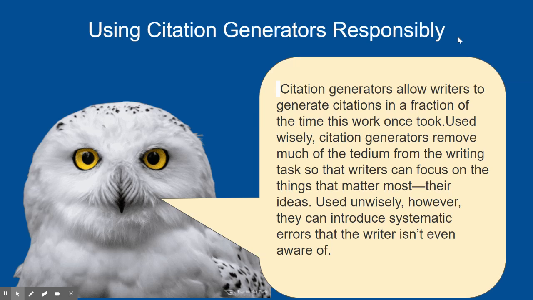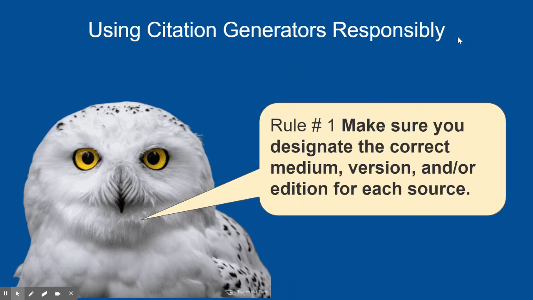Okay, so let's go through the 3 rules to help make your citation generators work well. The first thing you need to do is designate the correct medium, version, or edition for each source. So you cite a book differently than you would a magazine or a website or a YouTube video. There are different ways to cite every different kind of source. So with the citation generator, all you have to do is click the type of source that you're using, and it will put it in the right order for that type of source for you. But you have to make sure you pick the right one to begin with.